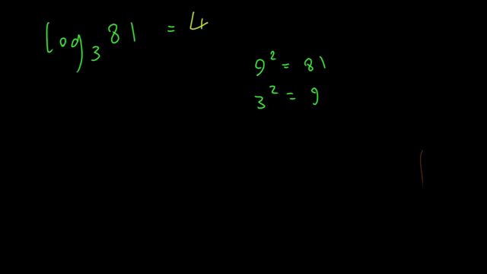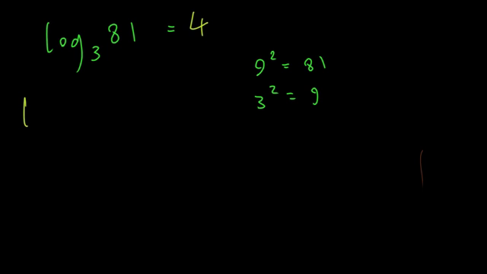Okay, so let's do a couple of short questions. What's this going to be? Well, you're thinking 3 to the power of what is 81? I'll give you a hint. 9 squared is 81. And 3 squared is 9. So hopefully you should work out that this is 4. That's 3 to the power of 4 is 81.